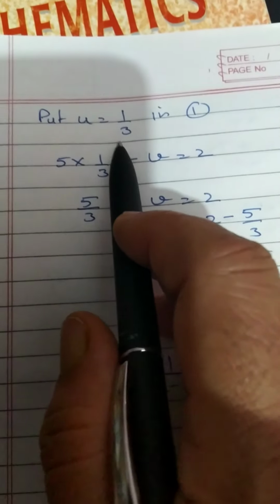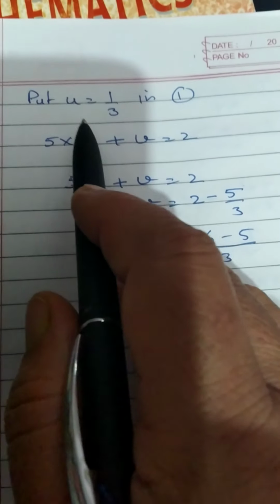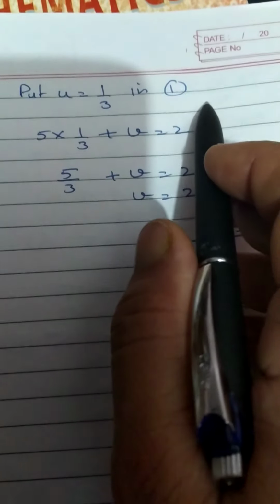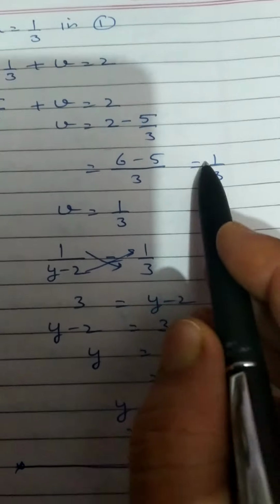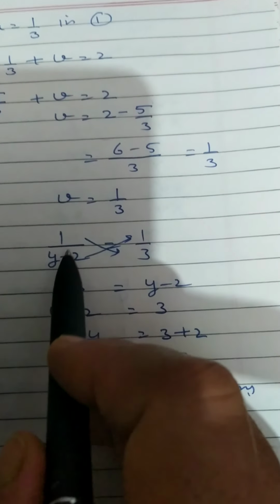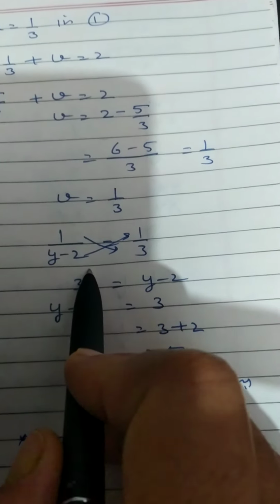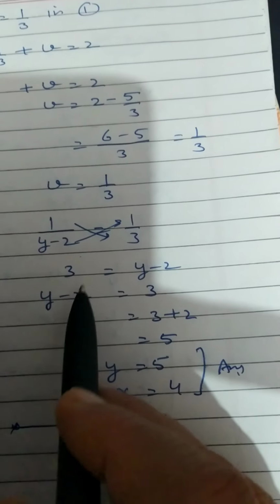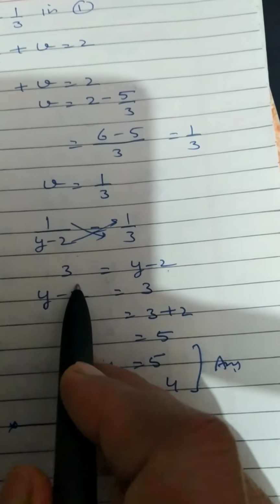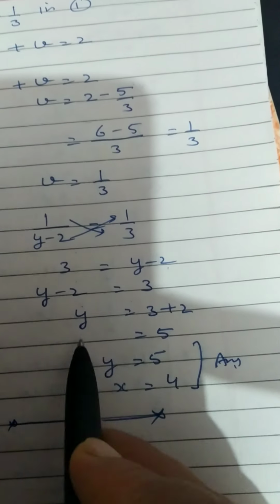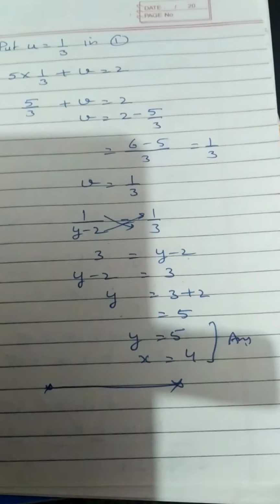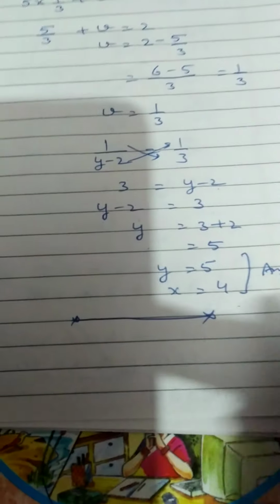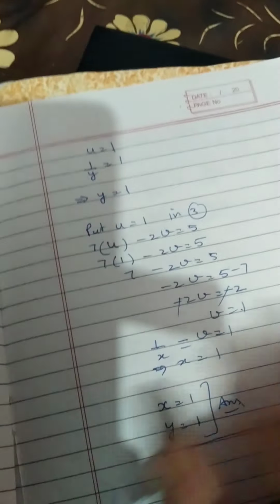Now u is equal to 1 by 3 in equation 1. We are putting the value of u in equation number 1. From here we get the value of v. v becomes equal to 1 by 3, and v was equal to 1 upon y minus 2. Again cross multiplying the equations, we get y minus 2 is equal to 3, or y is equal to 3 plus 2. 2 goes on the right side. Then y is equal to 5 and x is equal to 4. This is the answer.